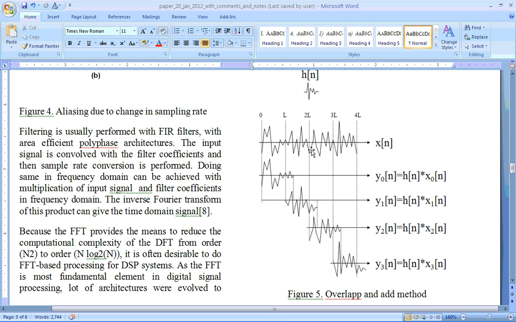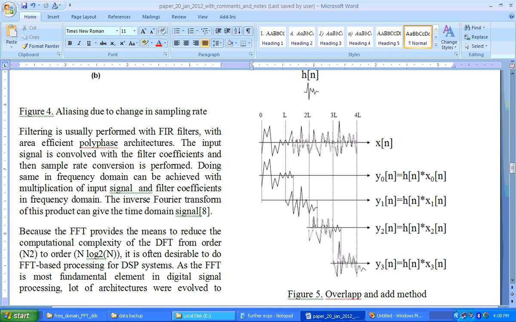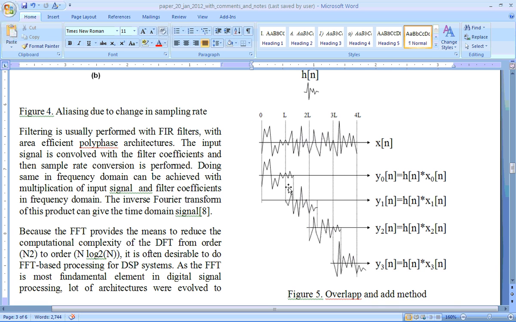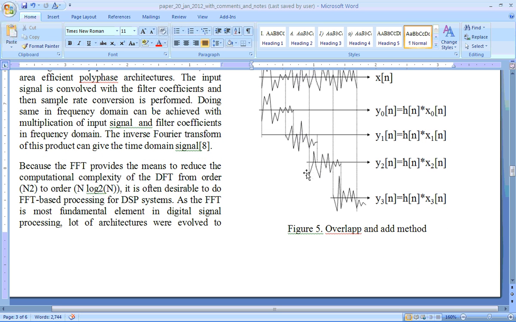So the x of n is divided into chunks of L samples each. If the filter coefficient length is P, after L samples we zero pad P minus 1, then do FFT. Got it? Like that, for every frame you get L plus P minus 1 samples, then these boundaries we sum up. In the first one, whatever L plus P minus 1 you have, and in the second one whatever you have, we sum up these two, and the final signal is stitched back after summing these boundaries. That is what we are doing.